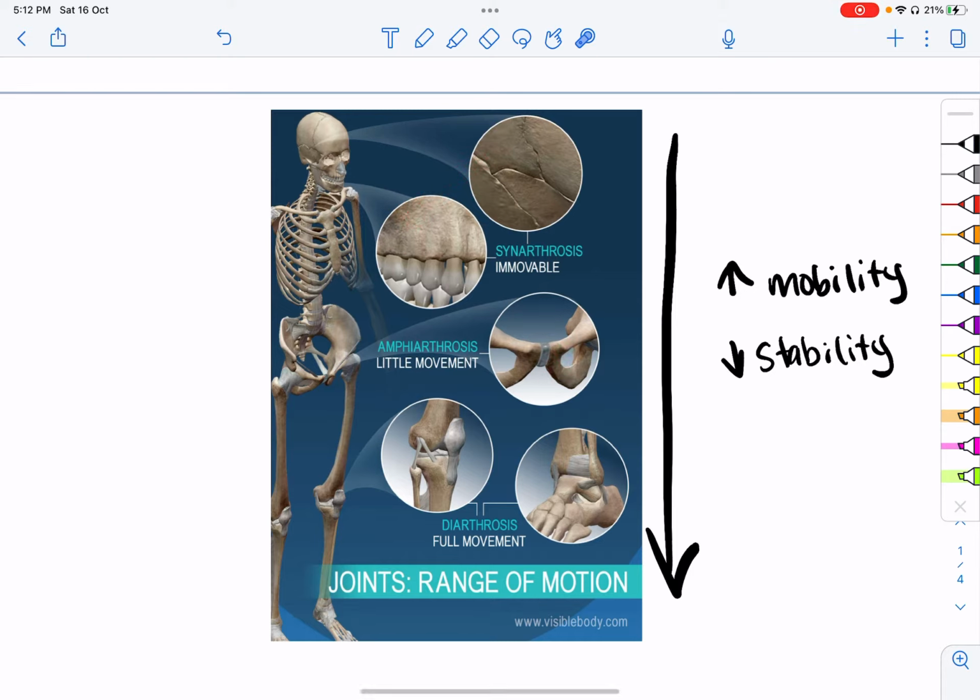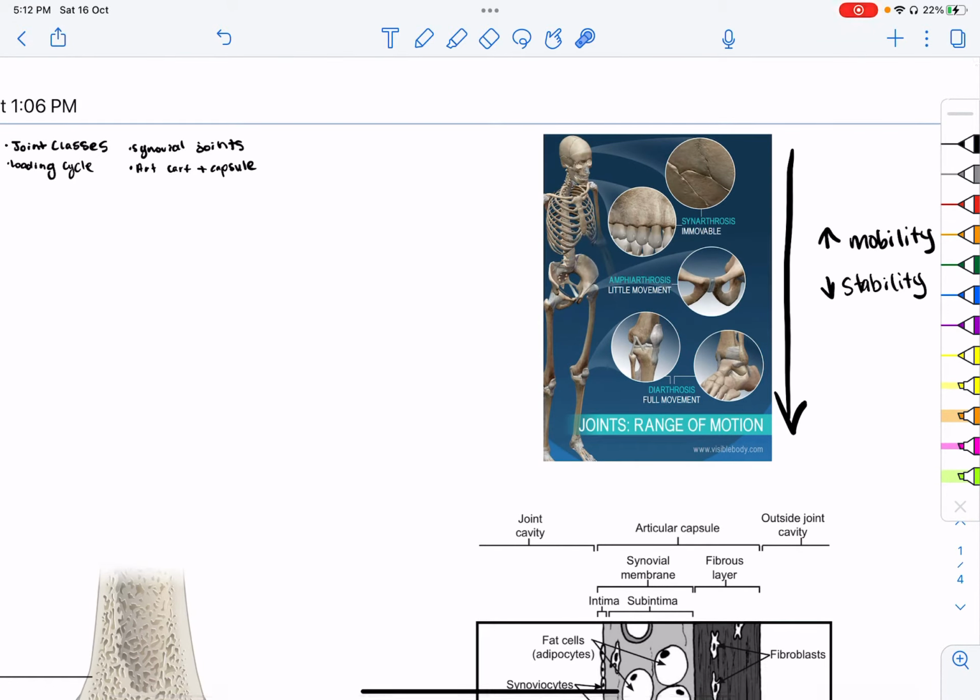In the middle, amphiarthrosis means little movement, little stability, so it's in the middle. And the last ones are diarthrosis, which is the most movement, and it's most joints in your body. Like you see here, your ankle, your knee, hip, anywhere that you need a wide range of motion, but that also means low stability, which means that these joints can get injured the most because, say, you could pop your knee out or roll your ankle because there's low stability, high mobility. So those are the three types of joints.